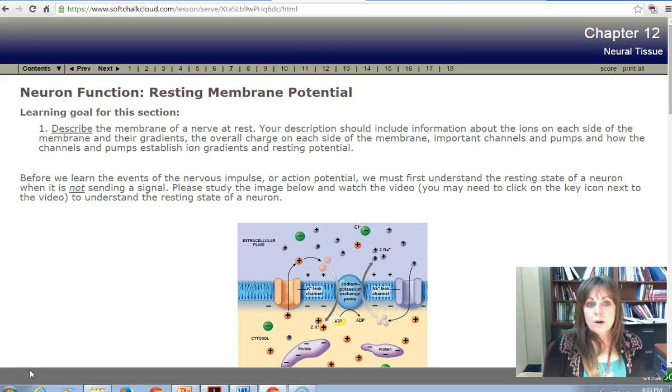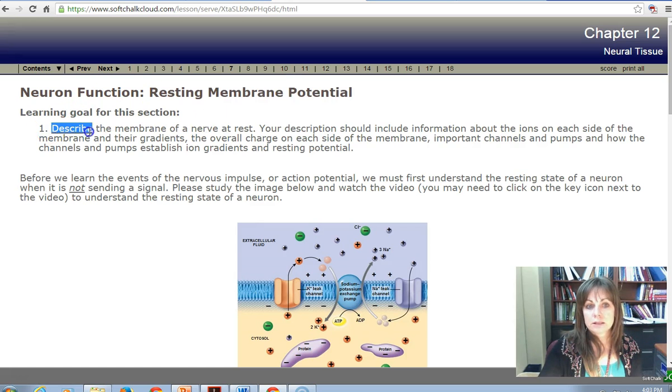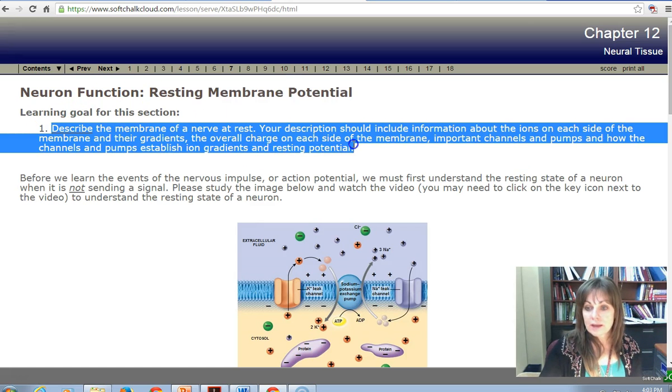Okay, so now what I'd like to do is talk about the neuron at rest, which is going to be the resting membrane potential. Make sure you look at this learning goal here after we've talked about it. You want to make sure you understand all of this information. Don't skip any part.